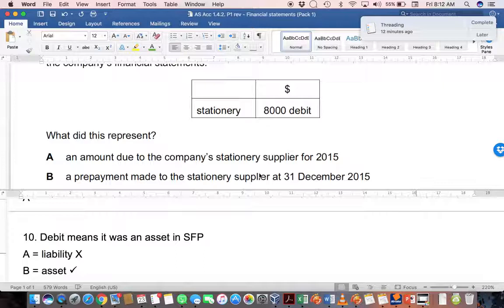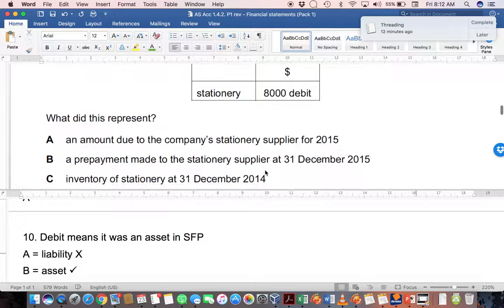Either a prepayment made to the stationery supplier, or if we had stationery on hand that we haven't used, either of those would be an asset. So we do like B, but before you get too excited, mark it as an option, but keep checking the others in case you find something that seems to be more correct.